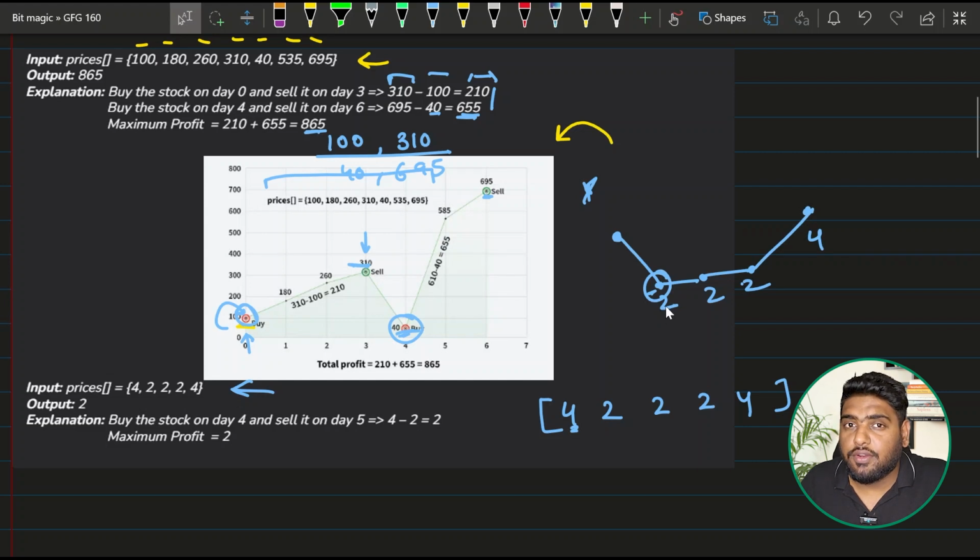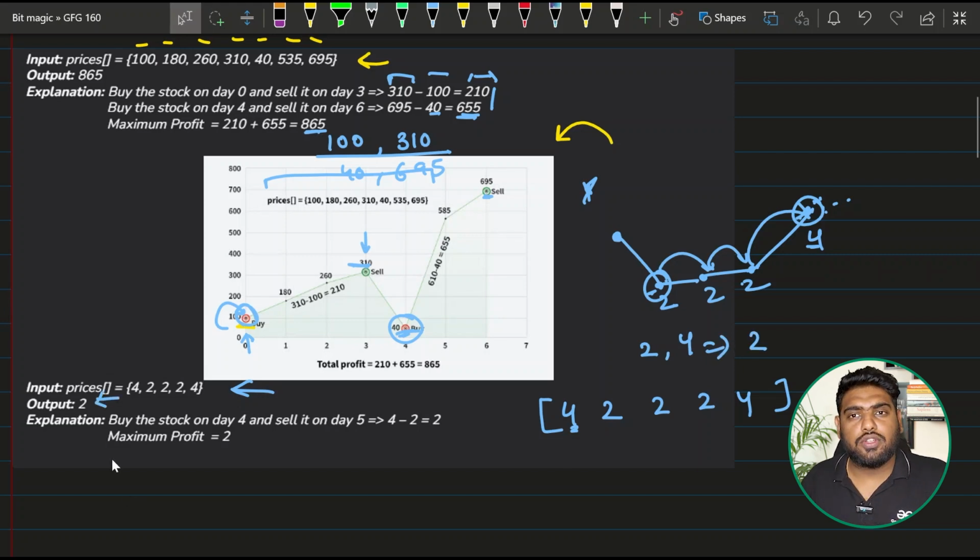When are you going to sell it? The moment you get a peak. So here we don't have a peak, we don't have a peak, we do have a peak. Because after that we do not have any of the elements in the array. So this is the peak, right, which is bigger, and the last value. So here I bought at 2 and sold at 4. What will be my profit? My profit will be 2, right? The answer is mentioned here. So the question is simple.